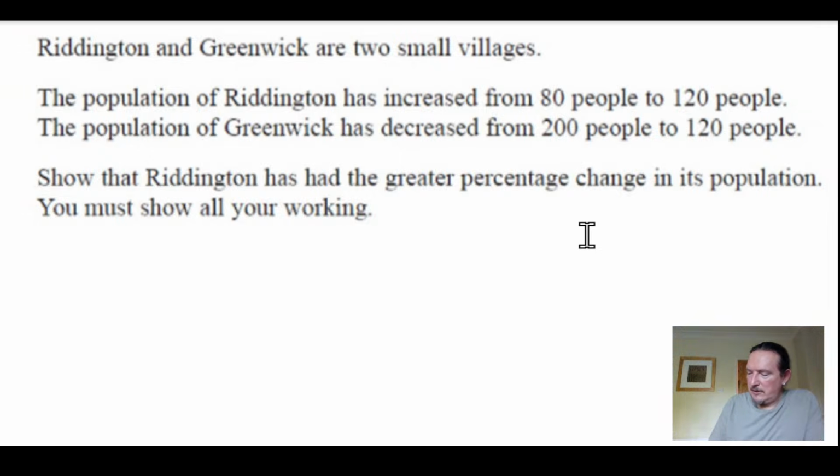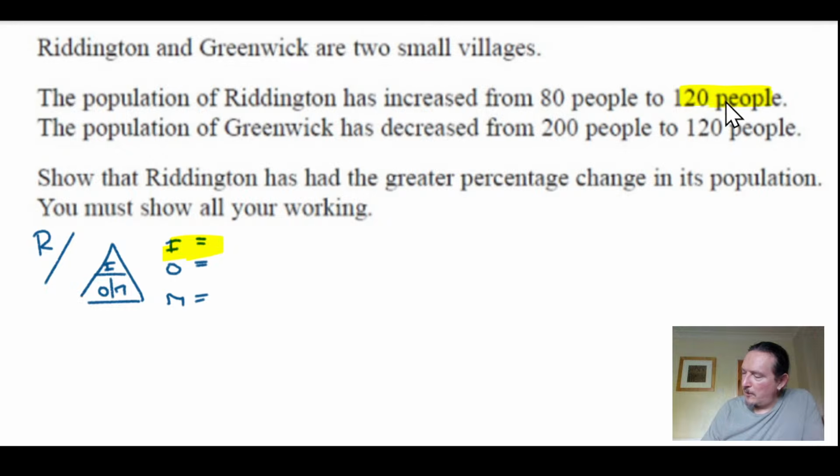Okay, so we're going to start off with Riddington. It's gone from 80 people to 120 people. So what's the percentage increase there? So final, original, multiplier, what have I got? So final, what's the final? It went from 80 people to 120 people. What's the original? That's the 80 people we started with, and we're trying to work out what the multiplier is. That's what we want. So the final is 120, the original is 80. What is the multiplier? That's the one we're trying to find. This is how we're going to find it. So the multiplier is going to be final over original.